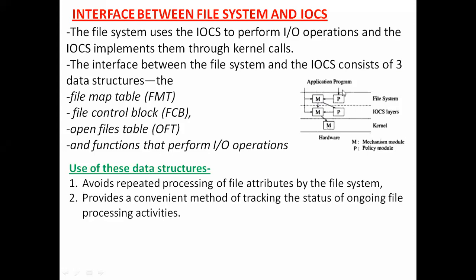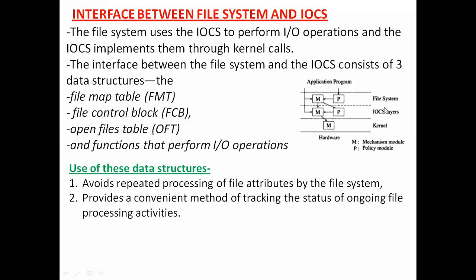Regarding this particular figure, what you can see is the mapping between the system calls that are used by the file system and the system calls that are used by the IOCS layer. Examples of system calls are open file, close file, read and write file, etc. These functions are mapped to the functions in the IOCS layer. So we have a one-to-one mapping between the function calls of the file system and the function calls used in the IOCS layer.